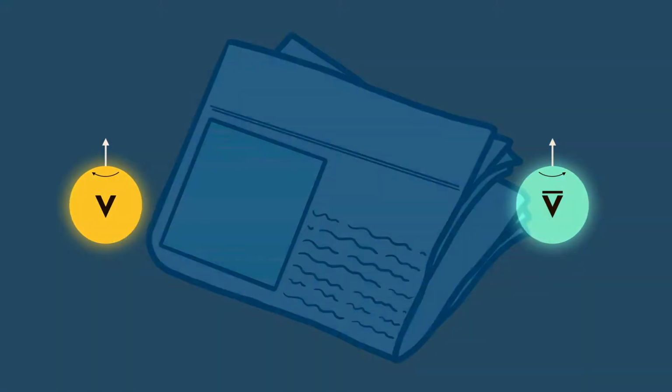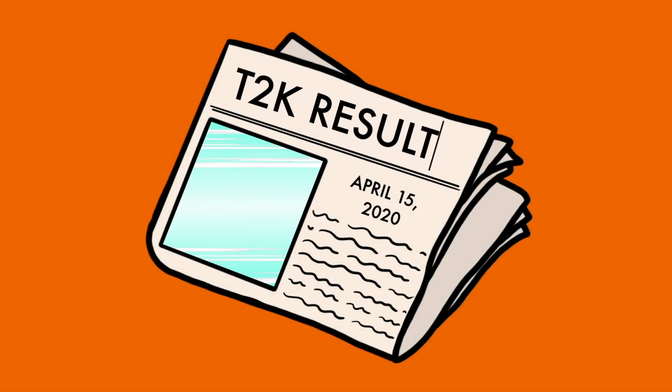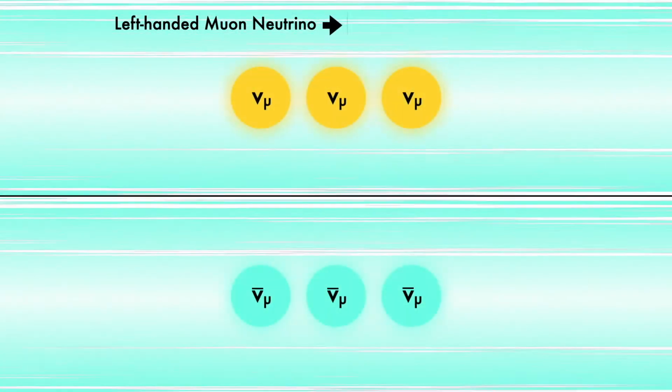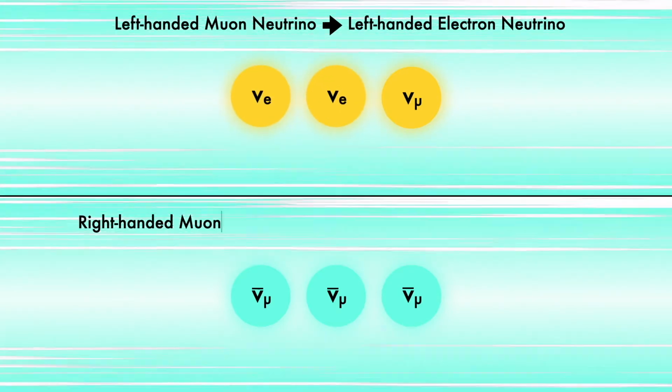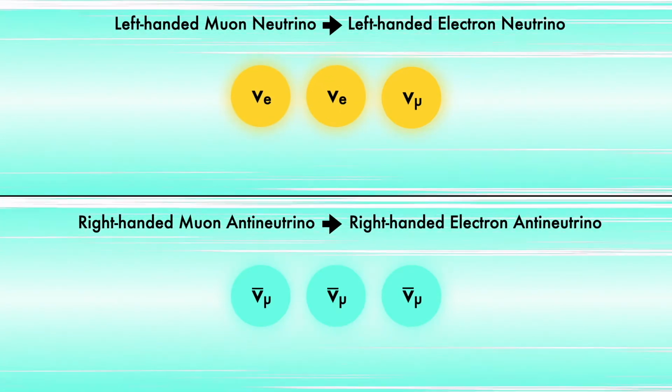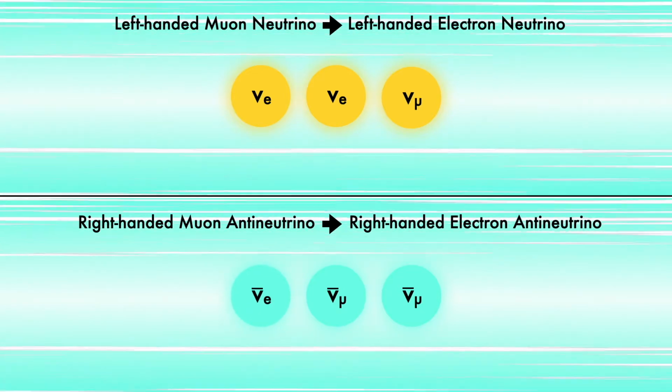and this is exactly what physicists at T2K found. On April 15, 2020, T2K published results showing that left-handed muon neutrinos seem to oscillate into left-handed electron neutrinos more often than right-handed muon antineutrinos oscillated into right-handed electron antineutrinos. And this was evidence for neutrino CP violation.